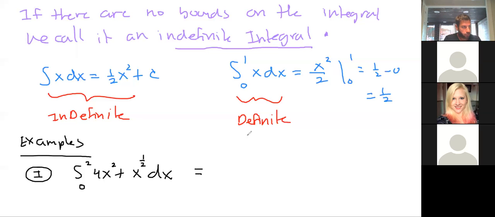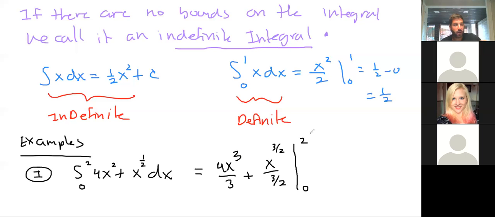So that suggests that this should be 4x cubed over 3, and then this should be plus x to the 3/2 divided by 3/2, evaluated from 0 to 2. Now, before you go any further, you should take the derivative of that and make sure it matches what you see. Does anybody have a question about that? Comments?